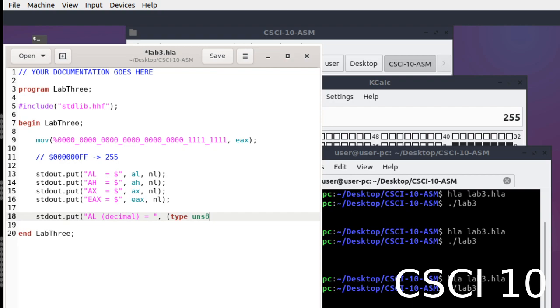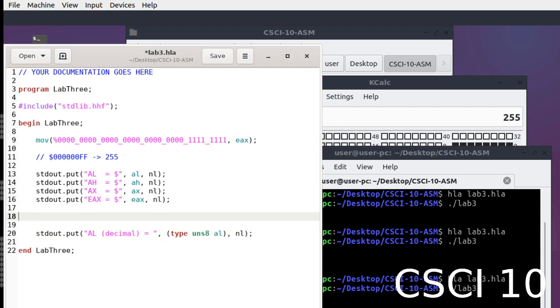We're going to typecast to be uns8 for AL. So this is an unsigned 8-bit integer. The sizes have to match. So AL is 8 bits, so I have to cast it to be something that's 8 bits. But what this will do is cause HLA to spit it out as a decimal formatted value. So I'll run that and we can look at it.